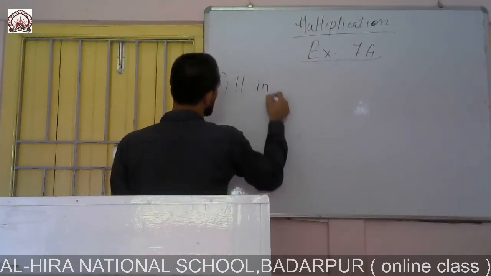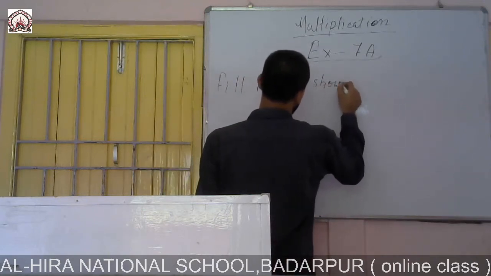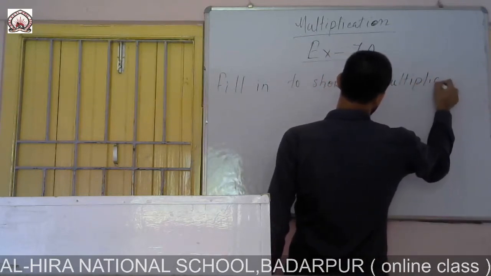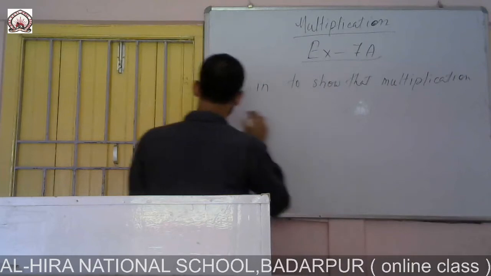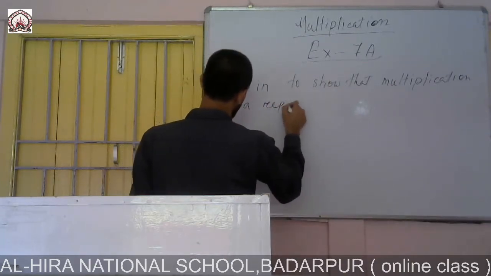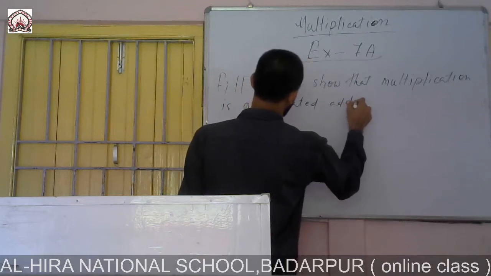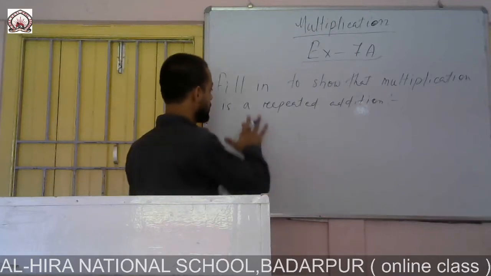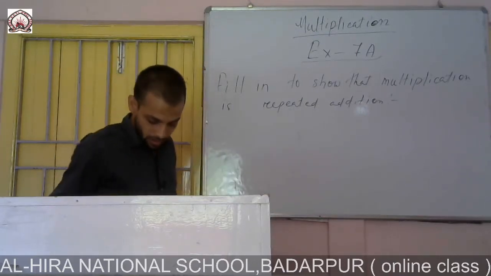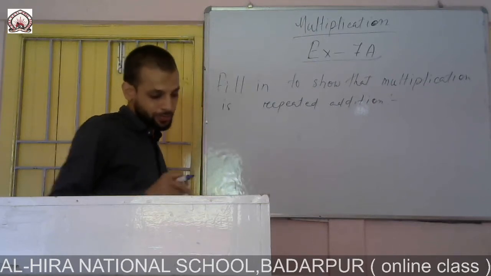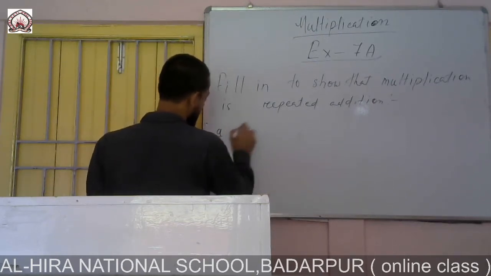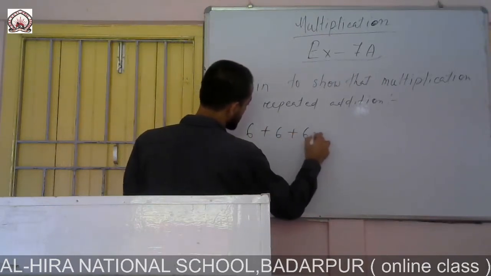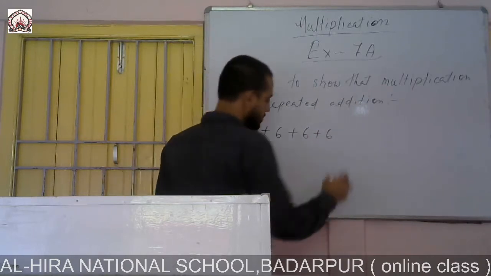Fill in to show that multiplication is a repeated addition. So what do you have to do? Let me write down the first question. Suppose A, 6 plus 6 plus 6 plus 6. Suppose this is the question.